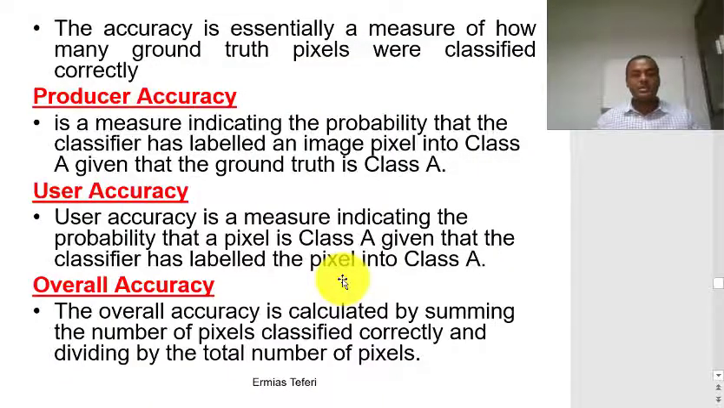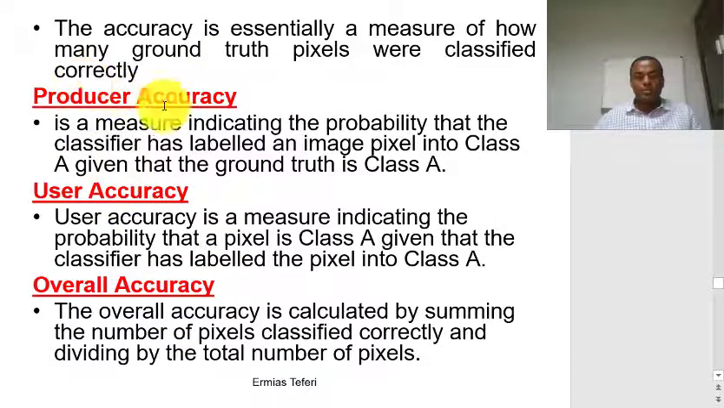Accuracy is essentially a measure of how many ground truth pixels were classified correctly. Is that 90%, is that 86%, or more than that? There are three types of accuracy metrics: producer accuracy, user accuracy, and overall accuracy.